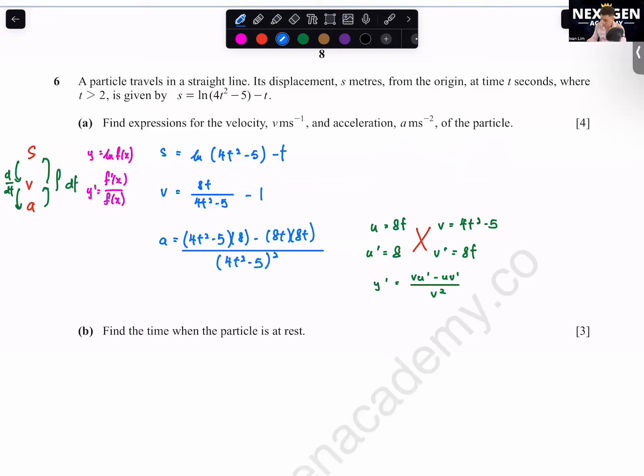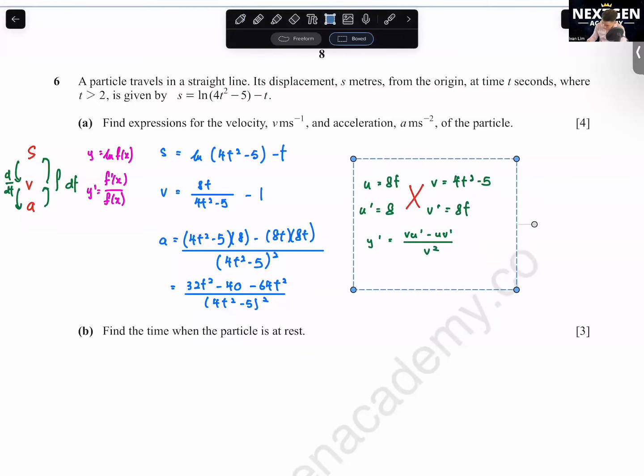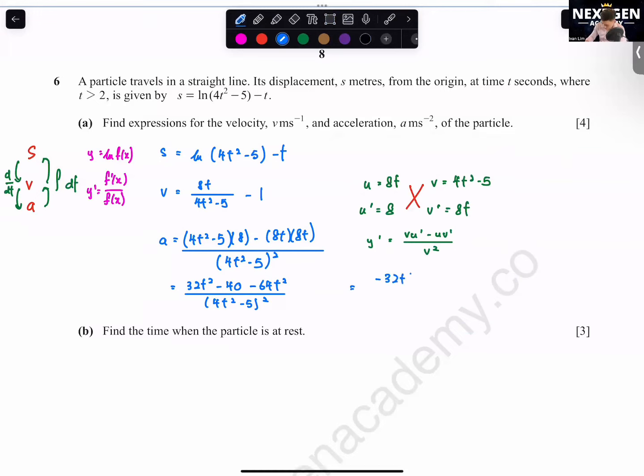Okay, do we need to simplify this? Okay, let's just simplify it. So here, when you open up the bracket, you'll get 32t squared minus 40 minus 64t squared over 4t squared minus 5 squared. Okay, and the final one we will get is minus 32t squared minus 40 over 4t squared minus 5 squared. Okay, total you have 4 marks.